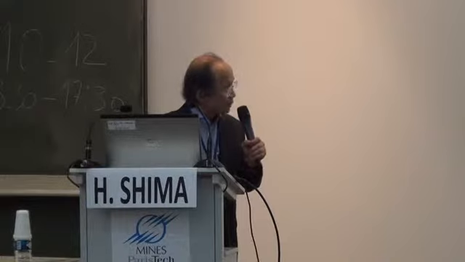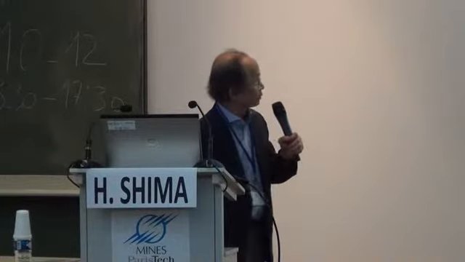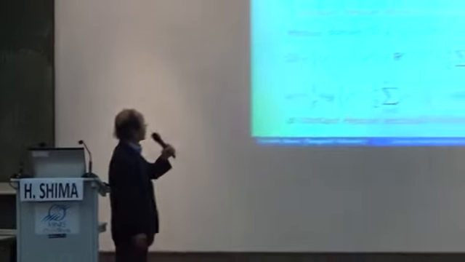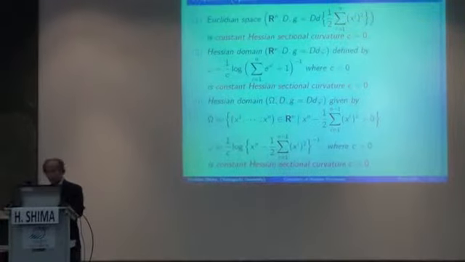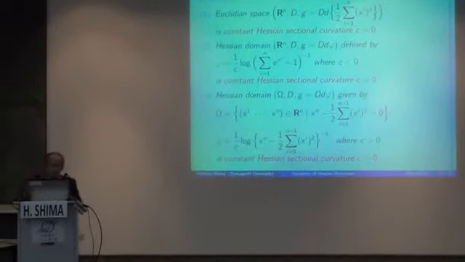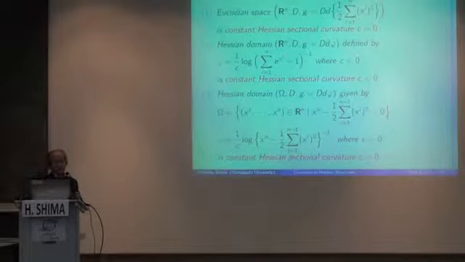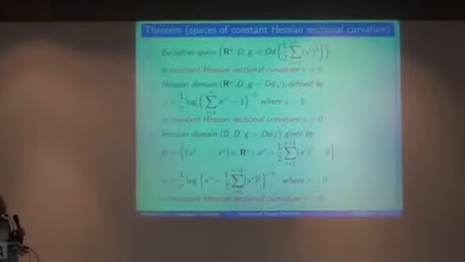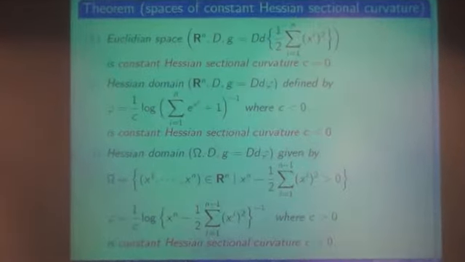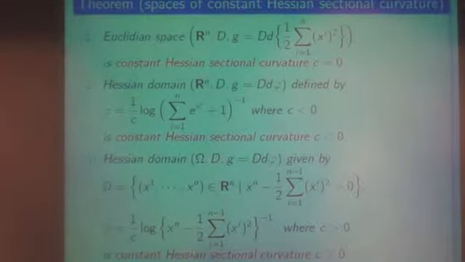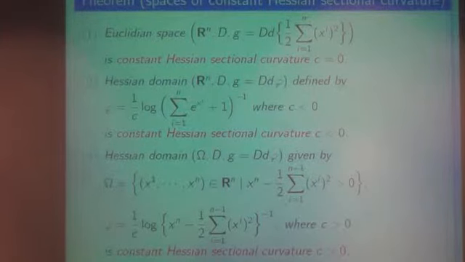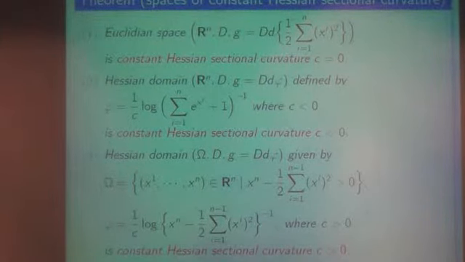In Hessian geometry, we explain a similar result as follows. Third, spaces of constant Hessian sectional curvature. The first is Euclidean space R^n, D, g, where g equals the standard Euclidean metric on R^n. Of course, Euclidean space has constant Hessian sectional curvature 0.